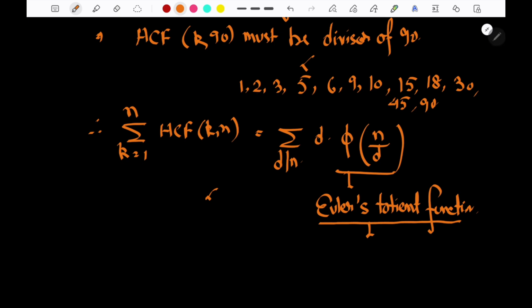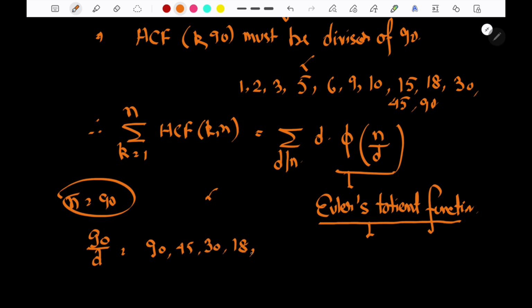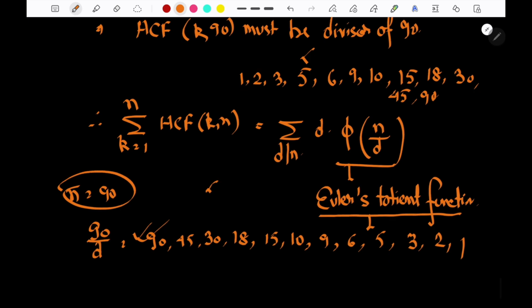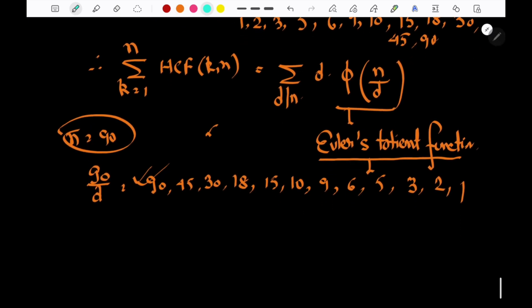First, we know the divisors d. What are the possible values of d? So what will be the possible values of 90 by d, where n is 90? It can be 90, 45, 30, 18, 15, 10, 9, 6, 5, 3, 2, 1. So basically it is the opposite order. Okay, so what is Euler's quotient and why are we using it here?